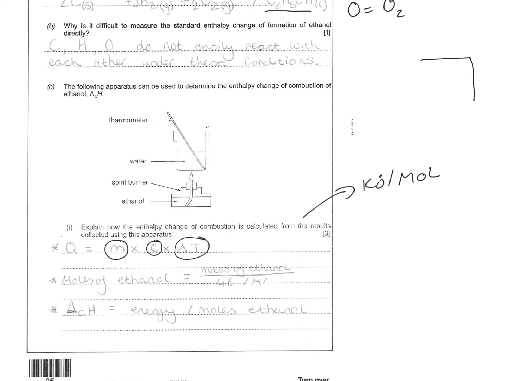Then you could work out the moles of ethanol, okay? Because you've got the mass, because you can work that out by measuring the spirit burner before and after, and then you would divide whatever you worked out, so it's Q over n, okay? That was a really strange question, but actually an easy question. There was no maths. It was just using your prior knowledge.